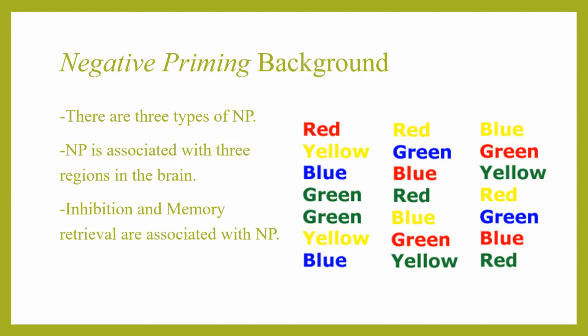Kahan and researchers discovered temporal negative priming, which involves the effect of an object's time of reappearance after being previously ignored. Negative priming is associated with three regions in the brain: the middle frontal gyrus, left superior temporal gyrus, and the anterior cingulate gyrus. Inhibition and memory retrieval are two cognitive processes associated with negative priming. The inhibition tasks are typically used as an assessment of negative priming, such as the Stroop task.